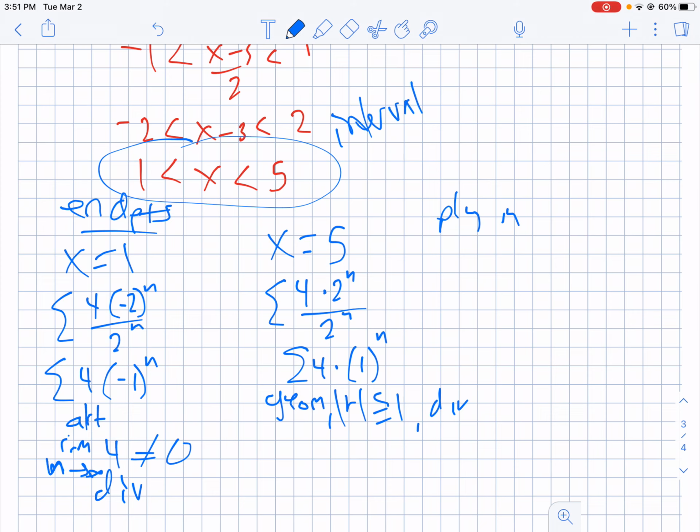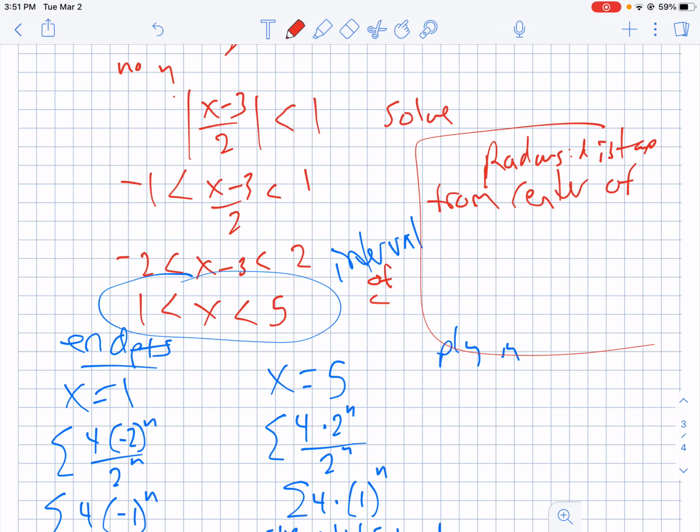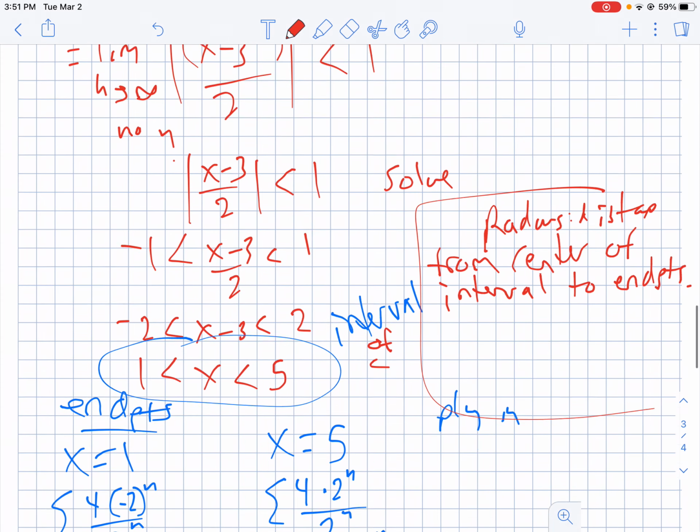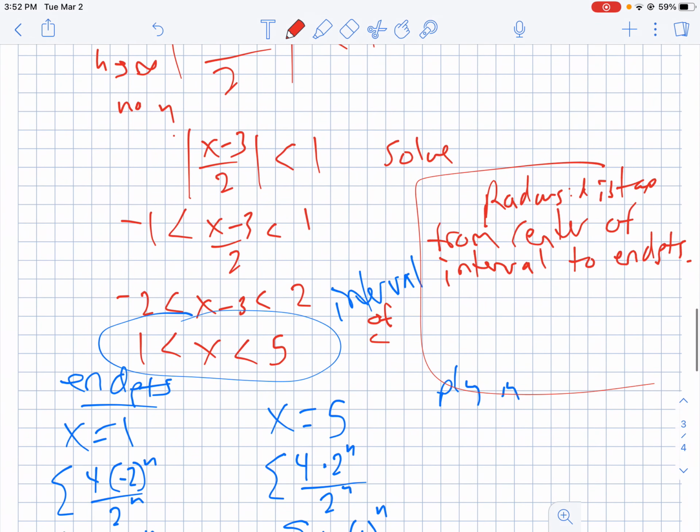The problem also talked about the radius, and I wanted to talk about what that means. So the radius of convergence, this is my interval of convergence. The radius is the distance from the center of the interval to the endpoints. And the way we can find the center of this interval is by asking, what do we have raised to the nth power? So if you have x minus 3 to the nth power, I'm going to set that equal to 0. So that means x minus 3 is equal to 0, so x equals 3 is the center.